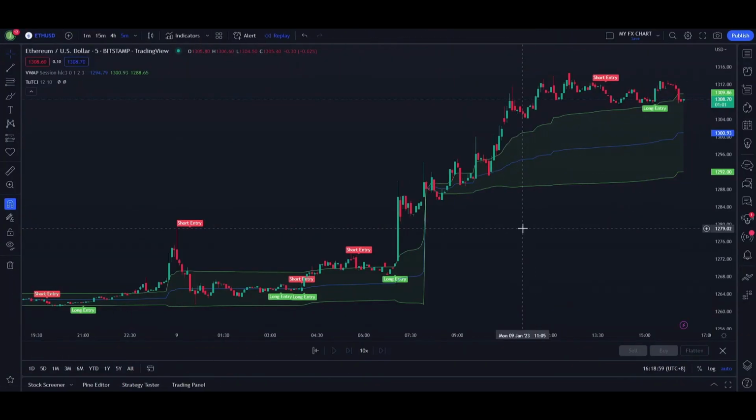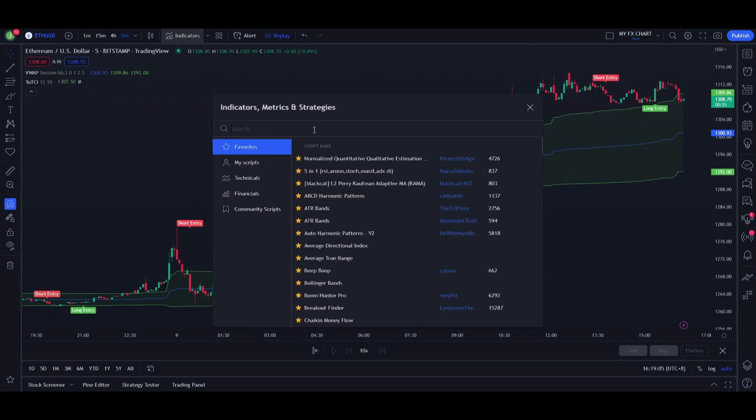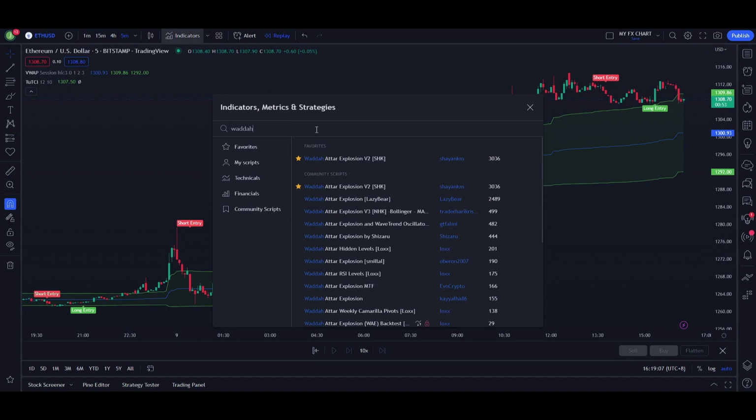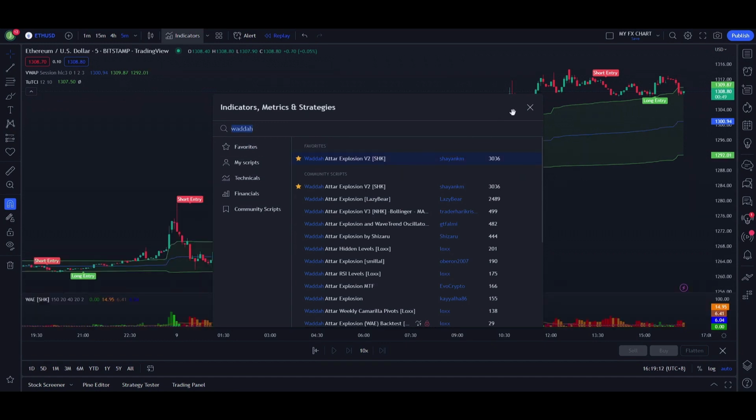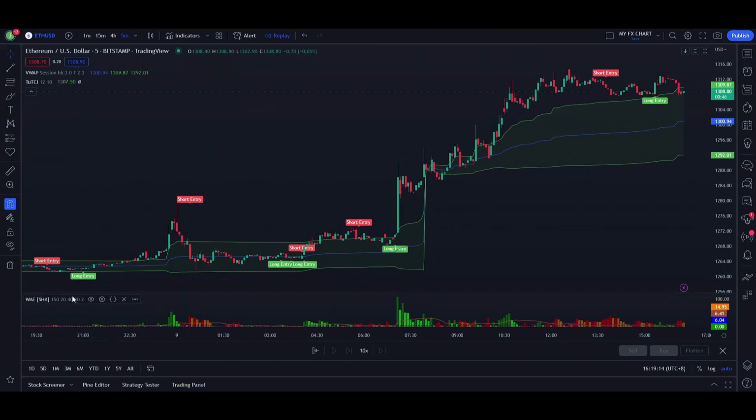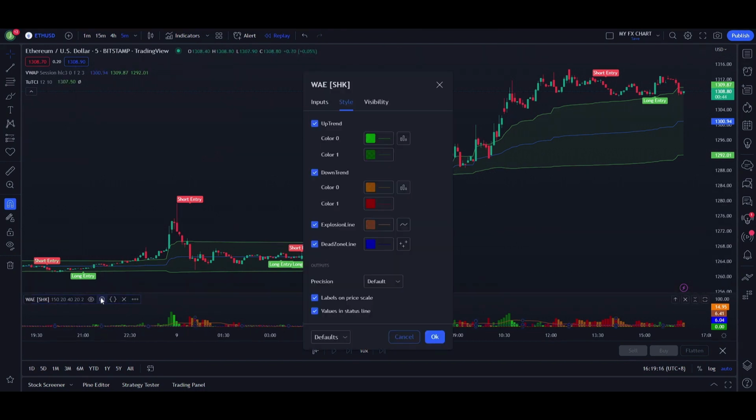Finally, we'll be adding the Waddah Attar Explosion indicator as a third confirmation before we enter a trade. To add this indicator to your chart, access the Indicators menu and search for Waddah Attar Explosion. Enable this indicator by LuxAlgo. And in the Style section, uncheck some of the options.